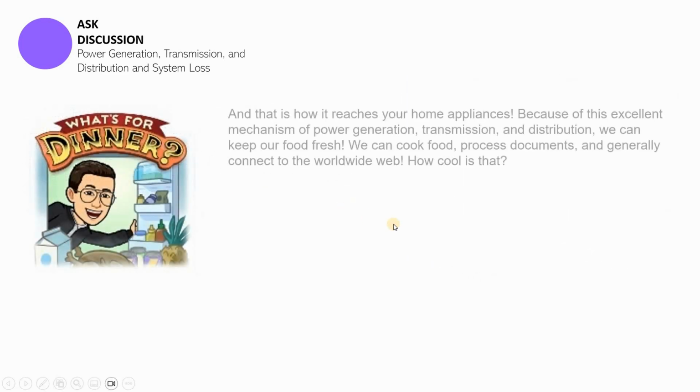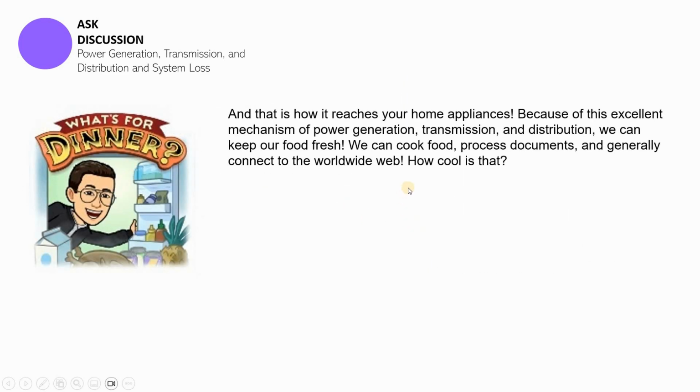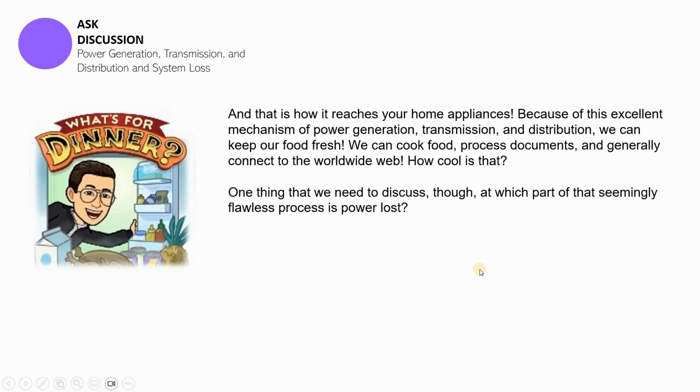All right. Now, after the successful stepping up or stepping down of the electricity, it now reaches your home appliances. Now, because of this excellent mechanism of power generation, transmission, and distribution, we can keep our food fresh, we can cook food, process documents, and generally connect to the World Wide Web. We can actually surf the internet.